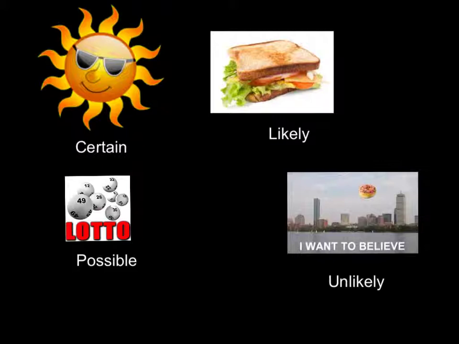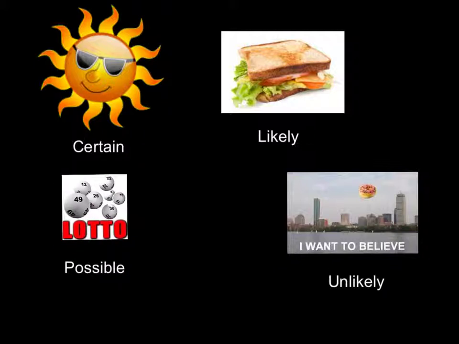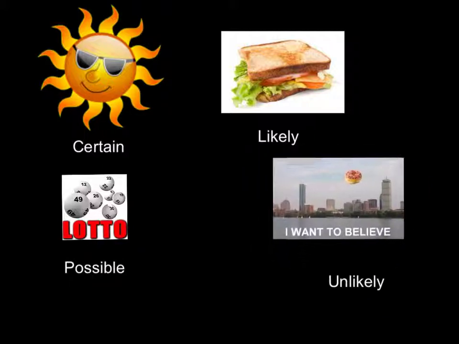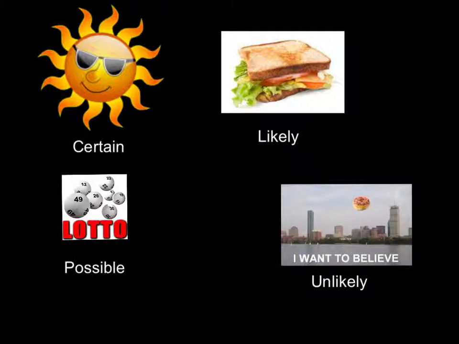So let's go back through our 4 words that we're using when we're talking about chance. Certain, where you know that something will happen. The sun will come up. Likely is you're likely to have a sandwich for lunch. Possible, yeah, you might win lotto, you might become millionaires, you might not have to do anything. Possible, maybe. Then there's something that's unlikely, a donut flying through the air. That is unlikely.